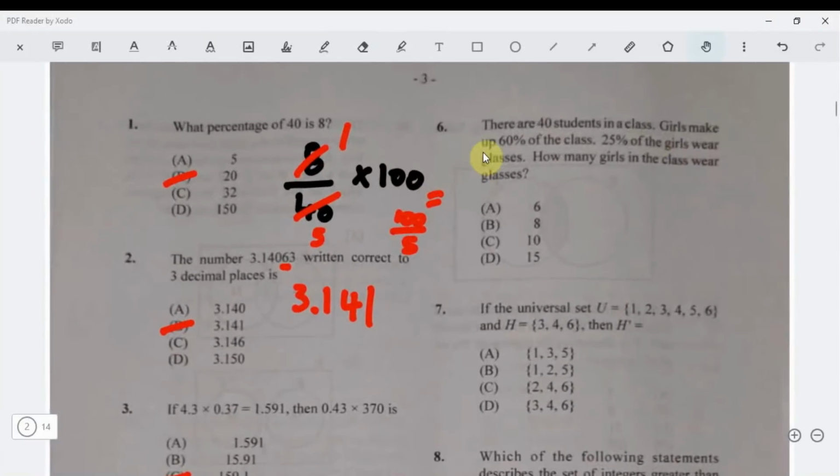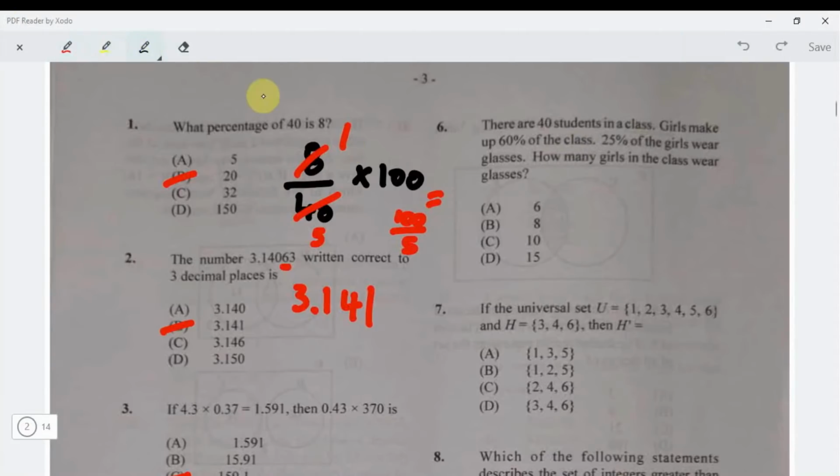Question 6, it says there are 40 students in a class. Girls make up 60% of the class. So if girls make up 60% of the class, we can already figure out how many girls there are. So girls would be 60% of the class, 60 out of 100 times 40. If you just work this out now, this 0 cancels this 0, and 6 times 4 is 24. So there are 24 girls in the classroom.